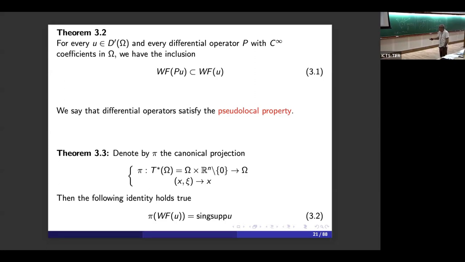Here are two words about the projection of the wavefront. Pi here is the canonical projection of the cotangent bundle on the base, on omega. x xi gives x. The projection of the wavefront is exactly the singular support. It's very easy. If you are not here, clearly you are not in the wavefront. And of course, if you are not in the projection of the wavefront, that is, for any xi, x0 xi is not in the wavefront, so you can intersect the neighborhoods for all this xi by compactness of the sphere S n minus 1.